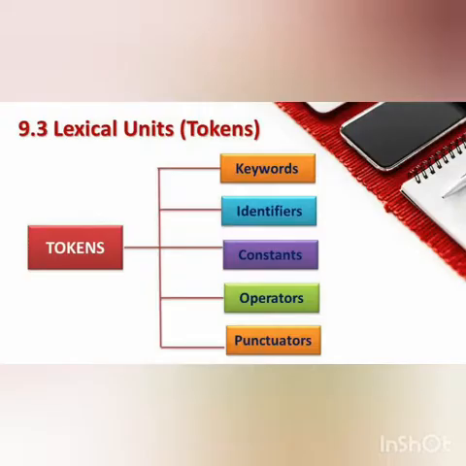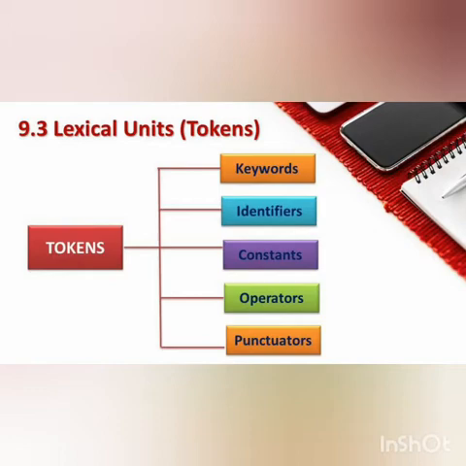What do you mean by lexical unit? Lexical unit is otherwise known as tokens. The smallest individual unit in a program is known as a token or lexical unit. We have 5 types of lexical units, that is, 5 types of tokens available in C++. They are keywords, identifiers, literals, operators and punctuators.